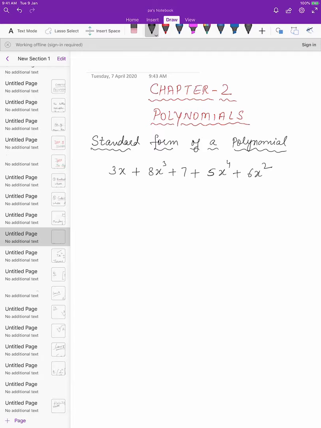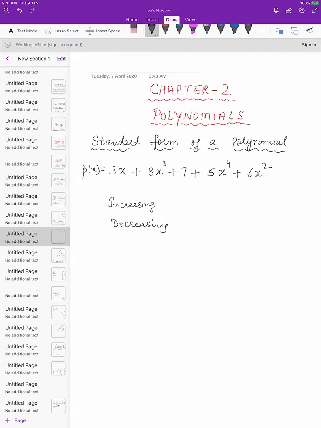Now let us see what is meant by the standard form of a polynomial. Now basically, standard form of a polynomial means either we write down the polynomial in terms of increasing order of power of the variable or in decreasing order of power of the variable. Both ways, if you write, it is known as the standard form of a polynomial. Now look at this polynomial. I'll name this polynomial as p(x).